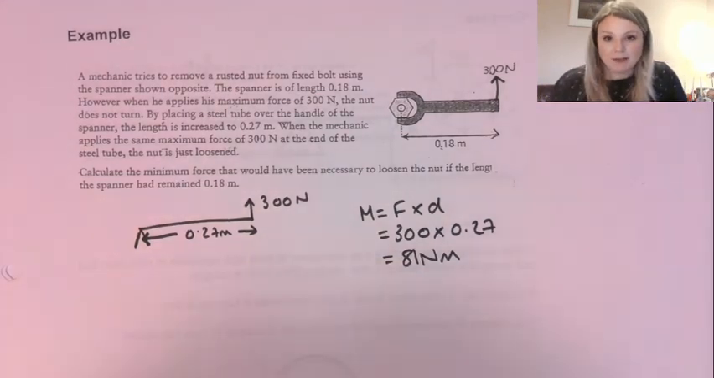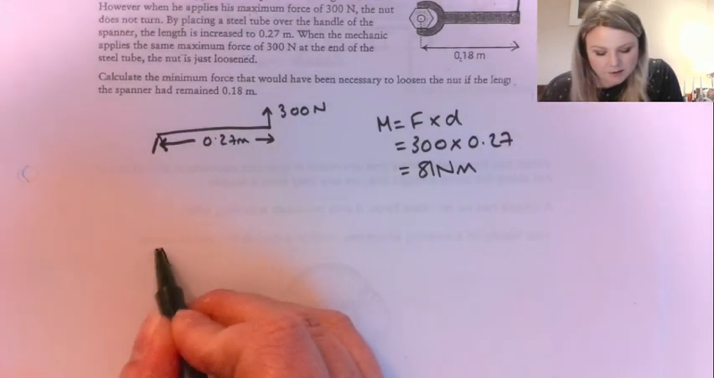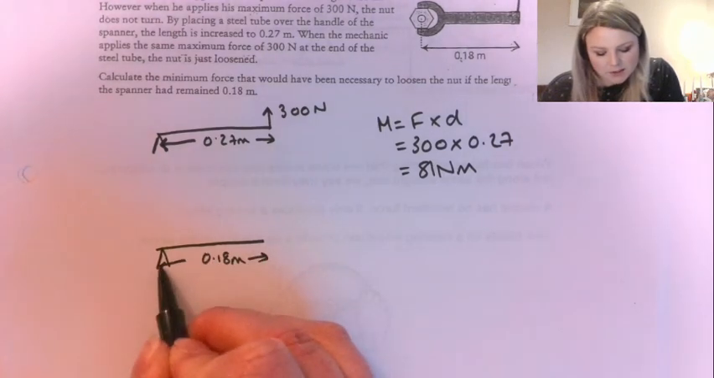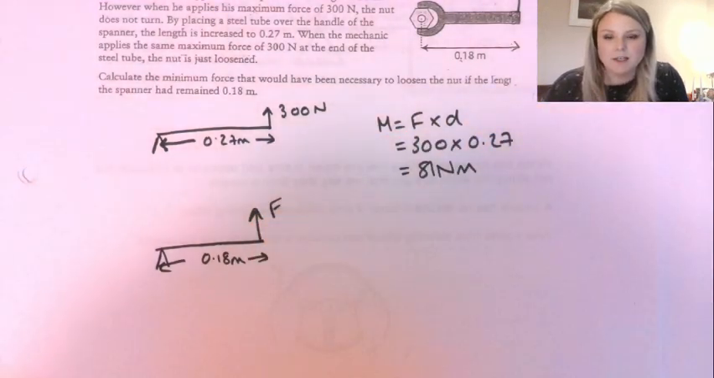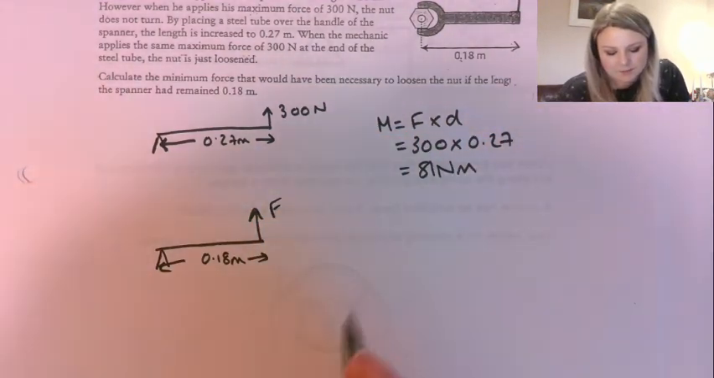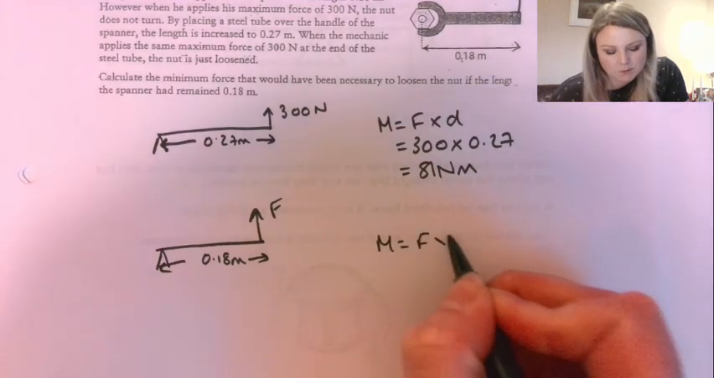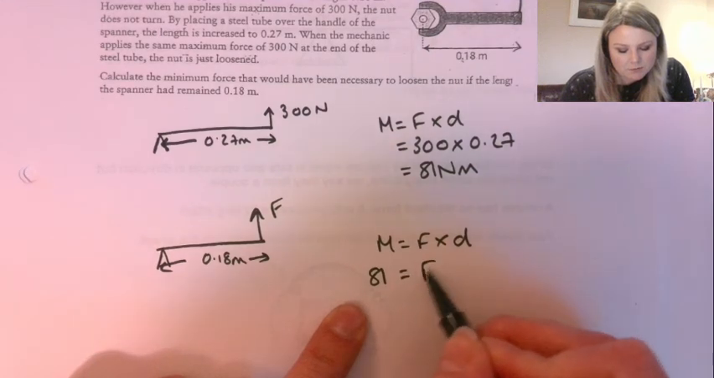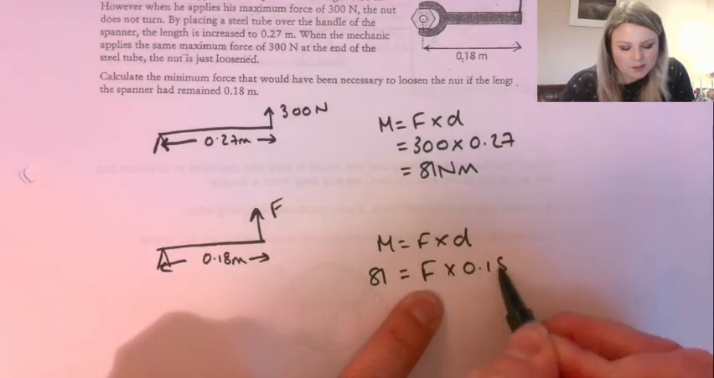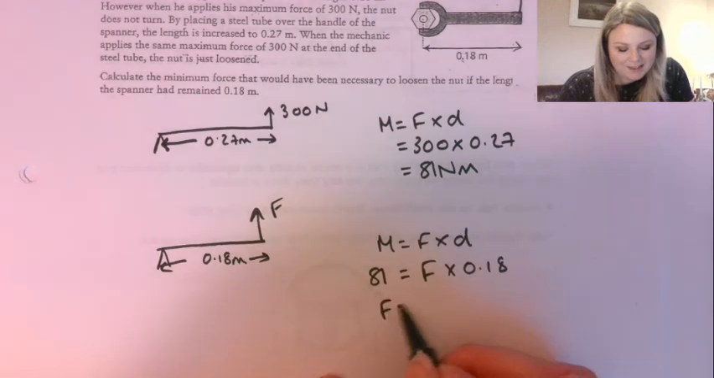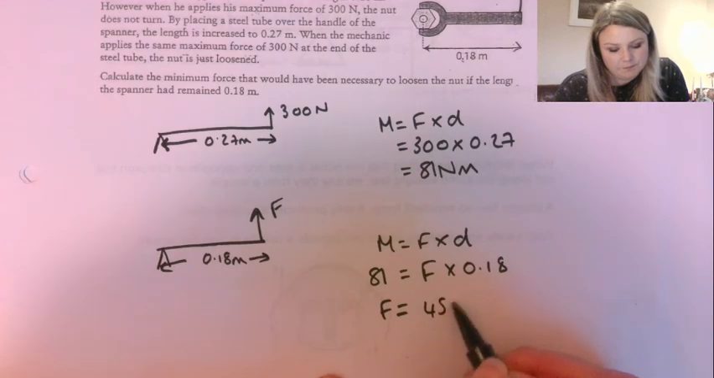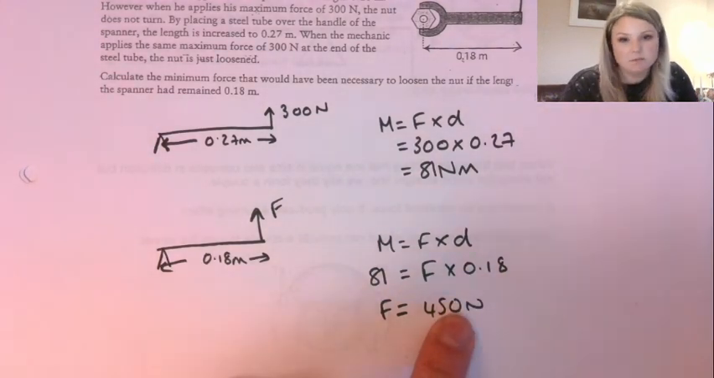So if we go back to our original situation at, what was it, 0.18 meters, this question's asking what force would have been necessary there to loosen this. So moment equals force multiplied by distance. Now we know the moment that's needed is 81. The force is what we're trying to find, and the distance is 0.18. So divide both sides by 0.18 and you get 450, which makes sense because it's bigger than the 300, but it's not ridiculous.